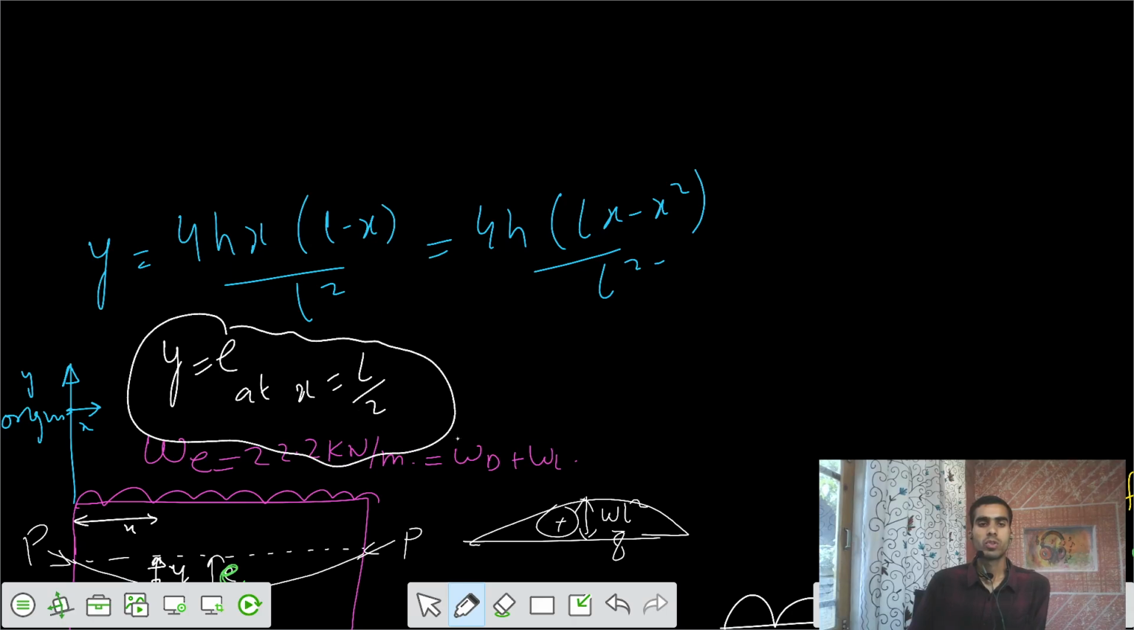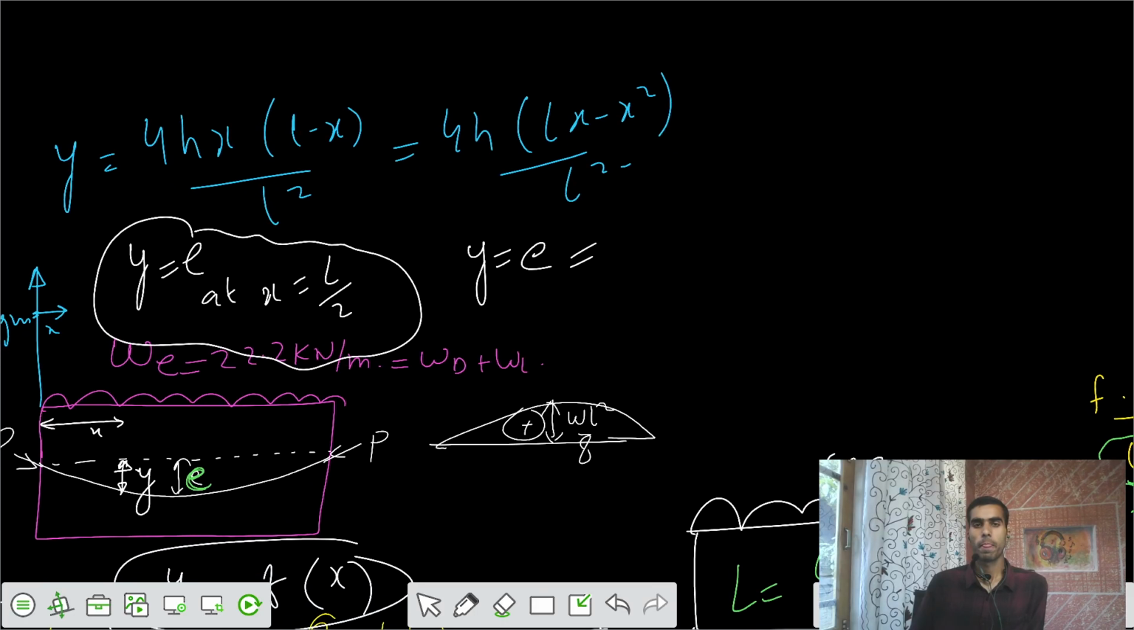Let's substitute that part here. I would say your value of y equals e. That means your value of y equals e at the location of x equals L by 2.